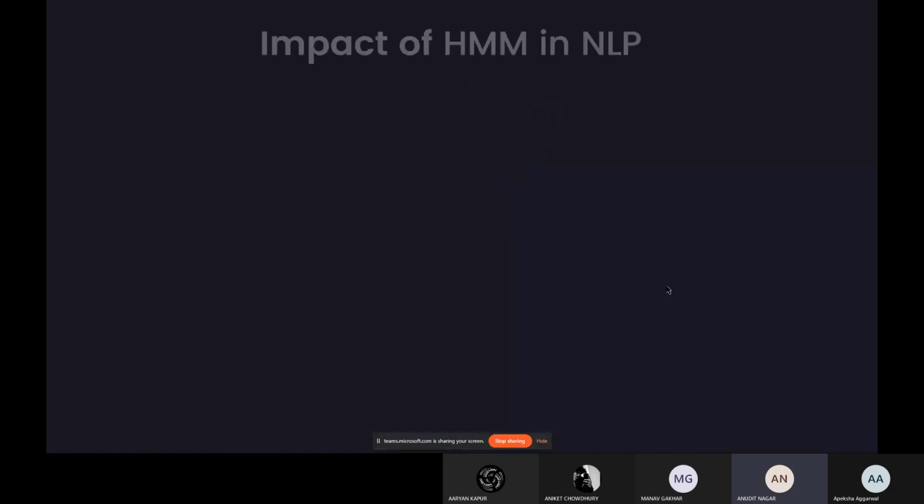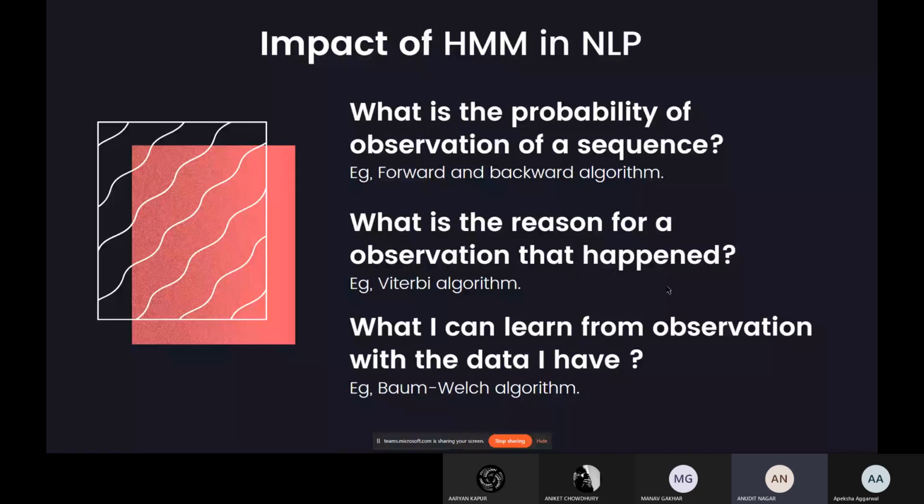Let's say you want to understand the probability of observation of a specific sequence; we can use the forward and backward algorithms for that. What is the reason for that observation that happened? We can use the Viterbi algorithm for that. What can I learn from observation with the data that I have? We can use the Baum-Welch algorithm. These are the kinds of questions we can use hidden Markov models to answer.